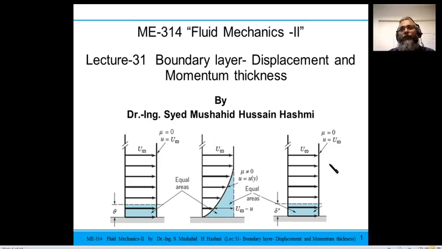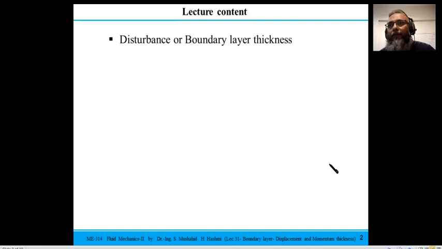This is lecture number 31 of the course ME314 Fluid Mechanics 2, and this is the first lecture of this week. We already have discussed boundary layer, the Blasius solution, and turbulent flow, how to deal with turbulent flow. Today in this boundary layer concept, we will be dealing with the boundary layer thickness.